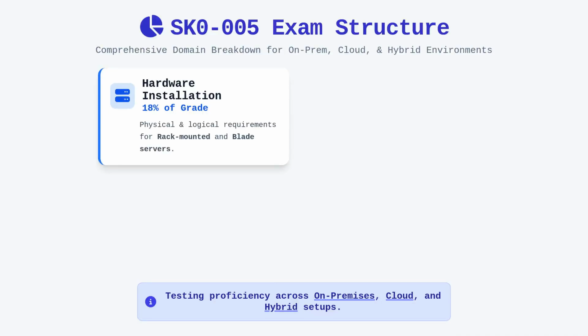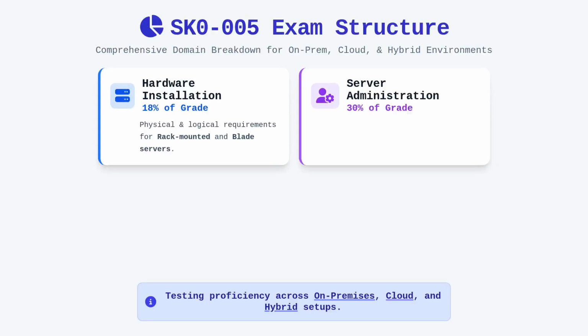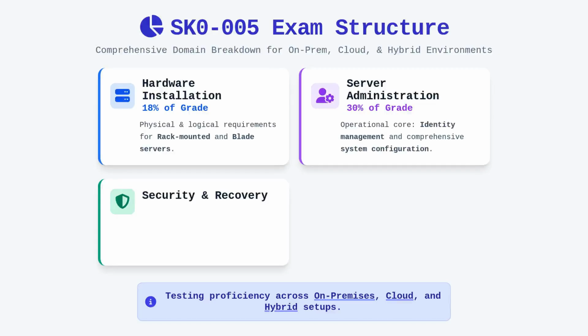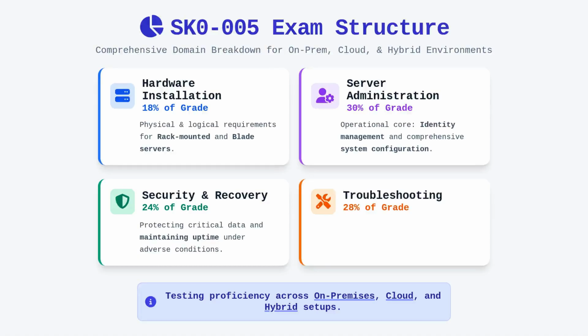The largest portion, server administration, makes up 30%, focusing on operational tasks like identity management and system configuration. Security and disaster recovery follow at 24%, ensuring you can protect data and maintain uptime under adverse conditions. Finally, troubleshooting encompasses 28%, specifically testing your command of the CompTIA 6-step methodology to resolve complex technical failures analytically.